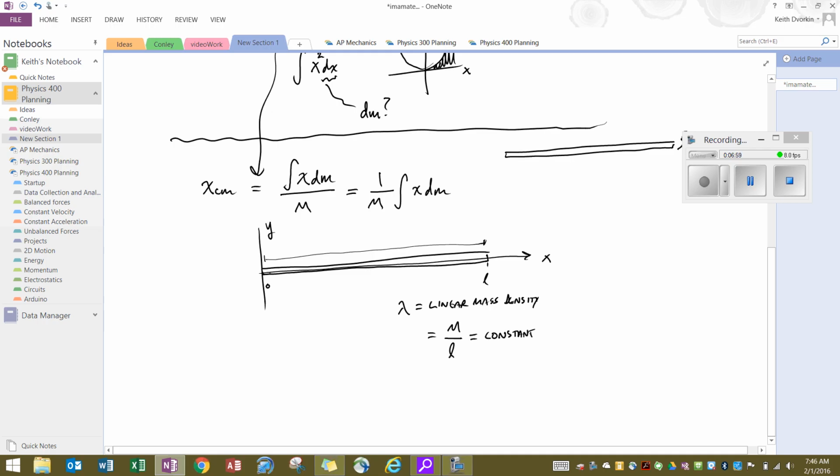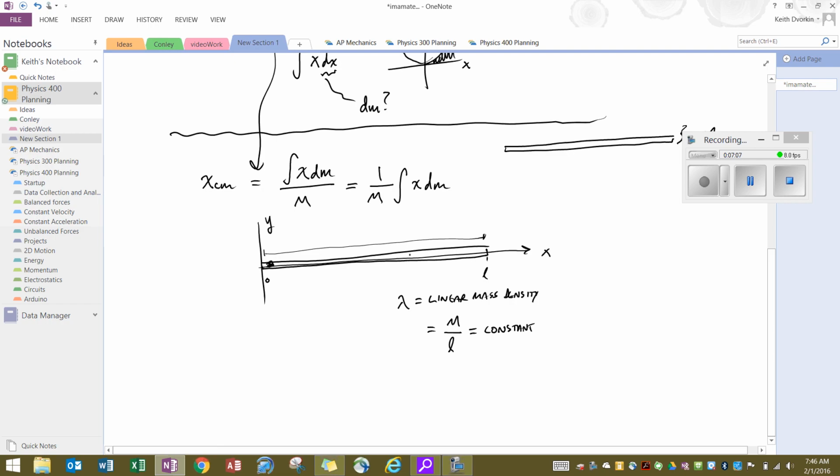No matter what centimeter of this rod we talk about, it's going to have the same number of grams per centimeter, or same number of grams per meter, as any other bit of this rod.